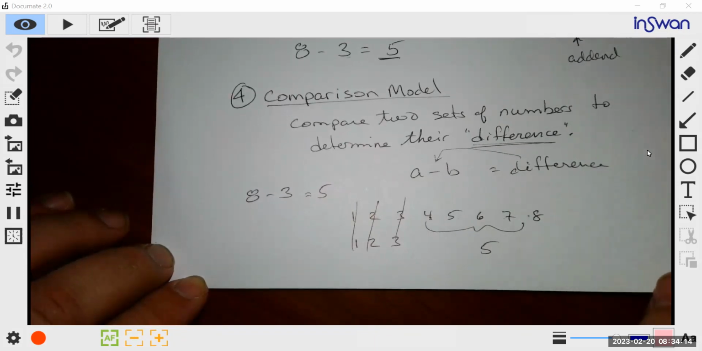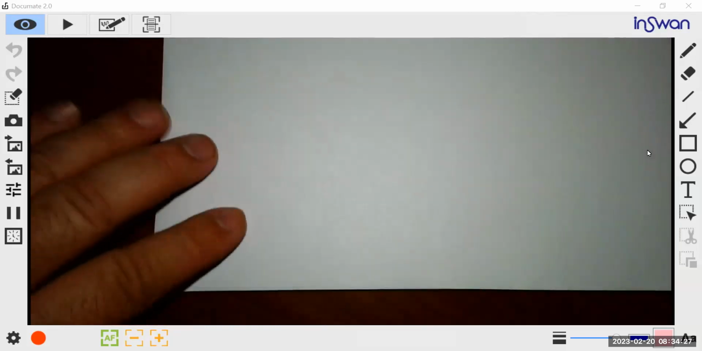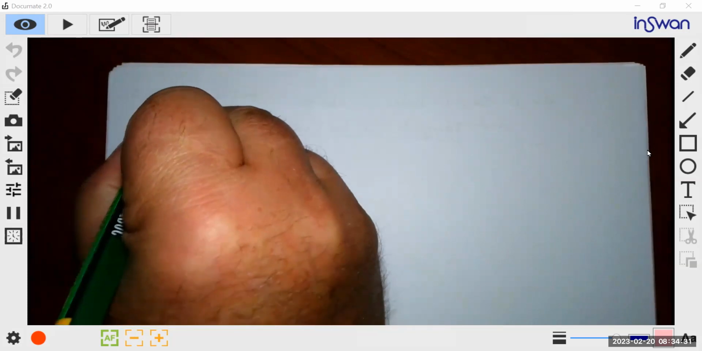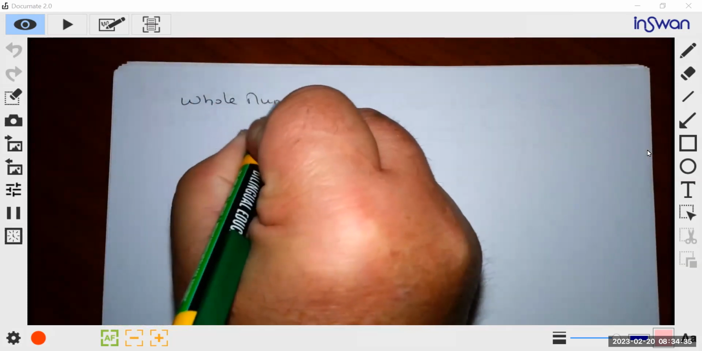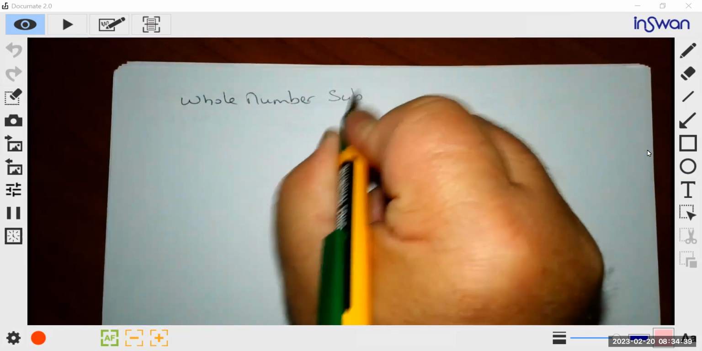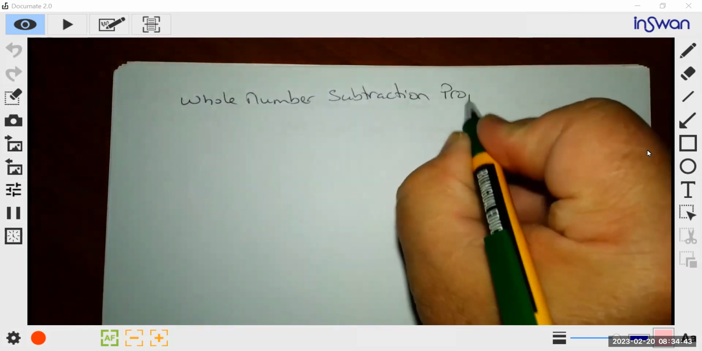Okay, now we'll look at the subtraction properties. We have two more parts. We have properties and algorithms. Algorithms are step-by-step instructions. Okay, let's look at the properties. Whole number subtraction properties.